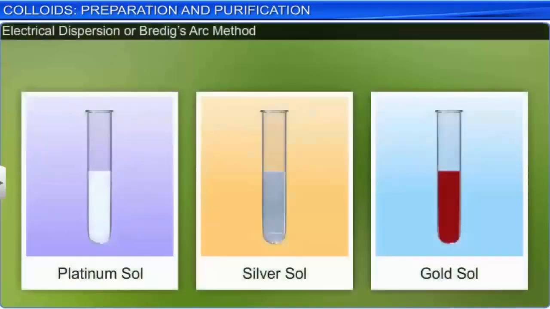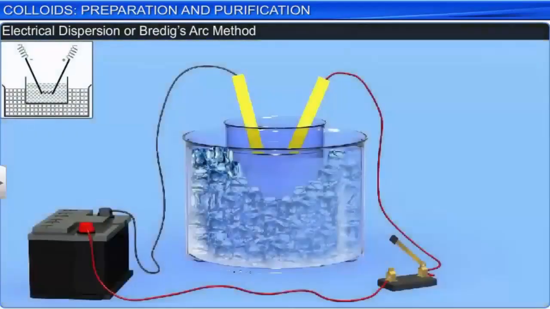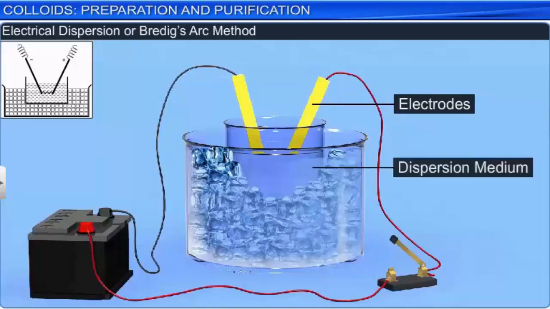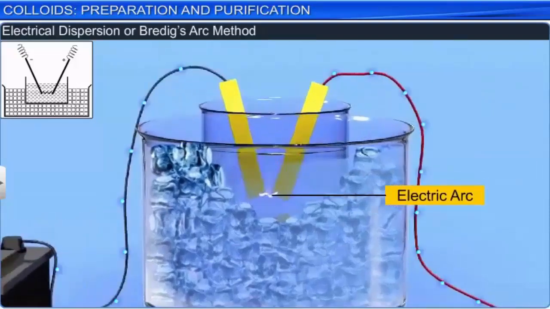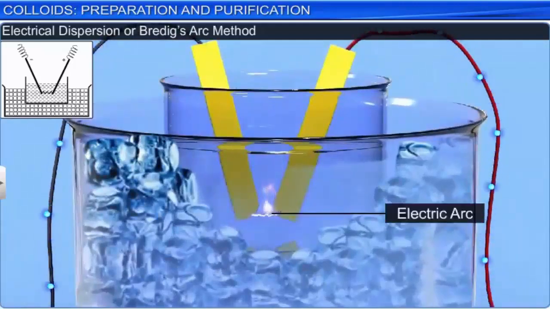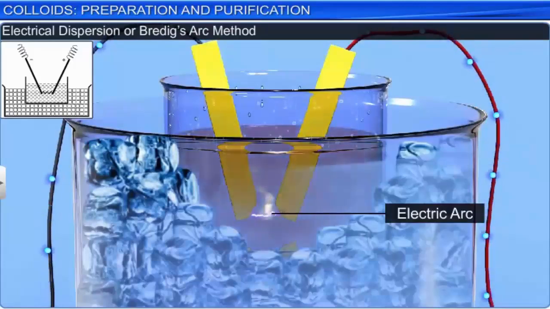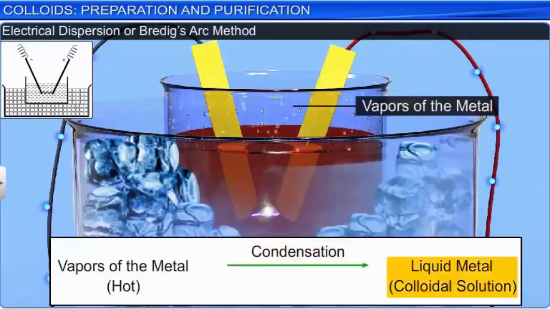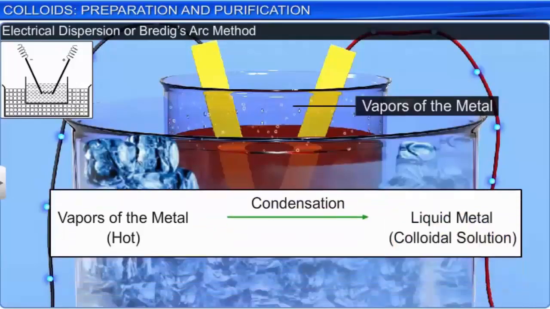This method is commonly used to prepare colloidal solutions of metals such as platinum, silver, and gold. In this method, two electrodes of the metal whose colloidal solution is to be prepared are immersed in the dispersion medium, and an electric arc is struck between the electrodes. The intense heat of the arc vaporizes the metal, which gets condensed immediately in the liquid to form a colloidal solution. This method thus involves dispersion as well as condensation.